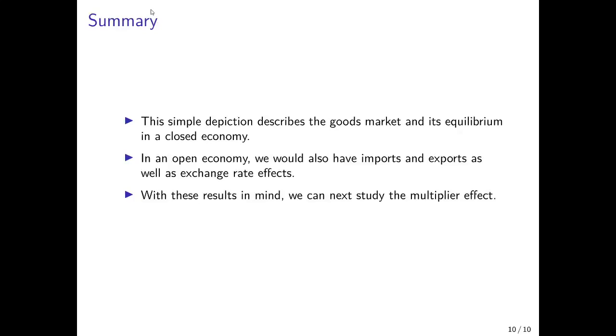Now this is the simplest depiction of the goods market in an aggregate economy and its equilibrium, where the economy is closed. In an open economy, we would also have imports and exports, and how imports and exports are affected by exchange rate dynamics, because of course if the currency appreciates or depreciates, this will have different effects on exports and imports. And with these results in mind, we can next study the so-called multiplier effect, by which income changes if the government changes either its expenditures or its taxes.